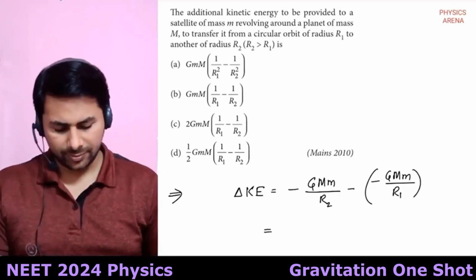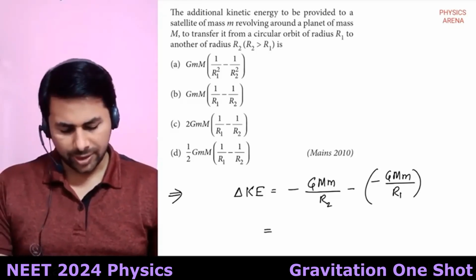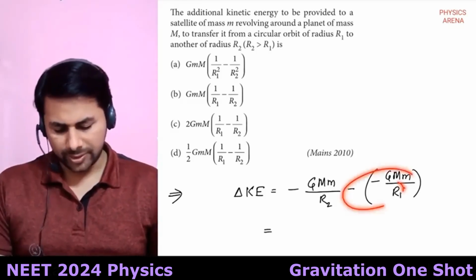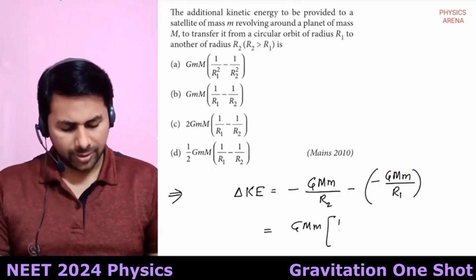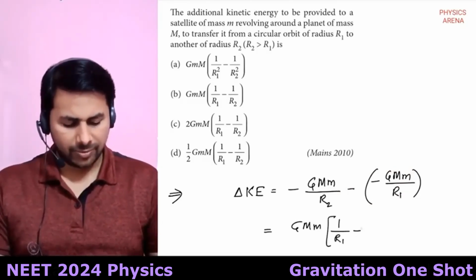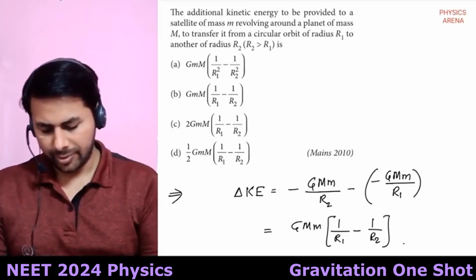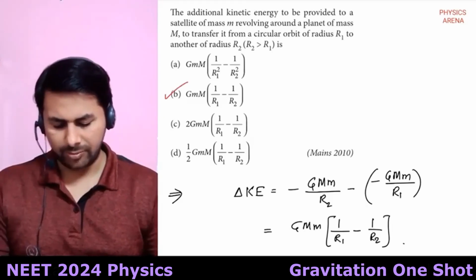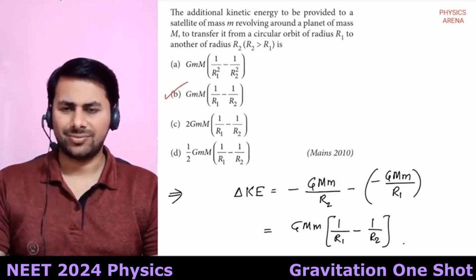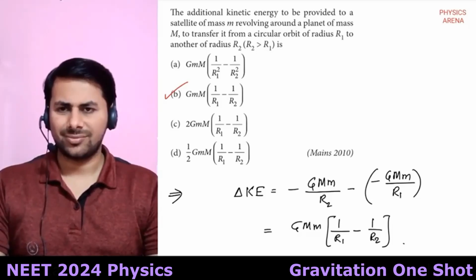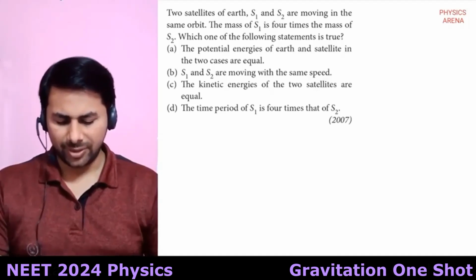How much is this? Which of the options is correct? This will be plus. So it is GMm upon 2 multiplied by (1 upon r1 minus 1 upon r2), right? It's option B. Okay, this is simple. Let's see the next one.